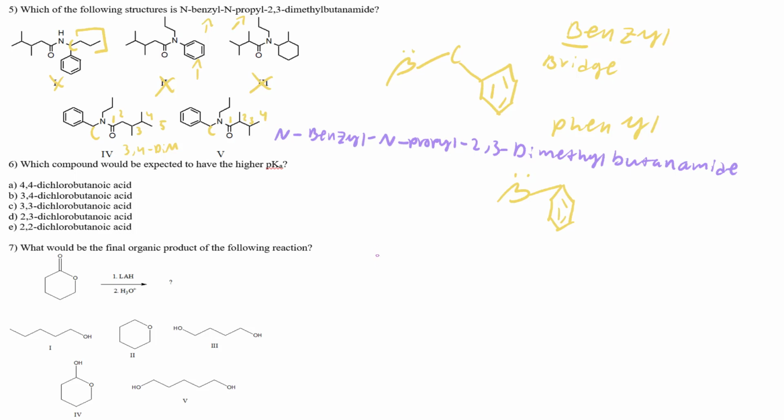There you go. So that's N-benzyl N-propyl 2,3-dimethyl-butanamide. Pretty fun. I like it. So the correct answer choice is 5.